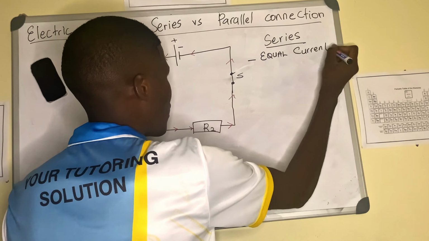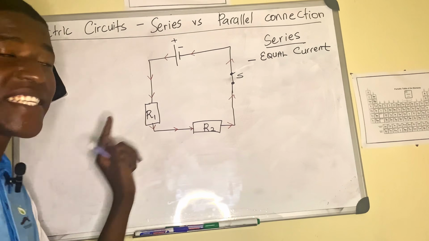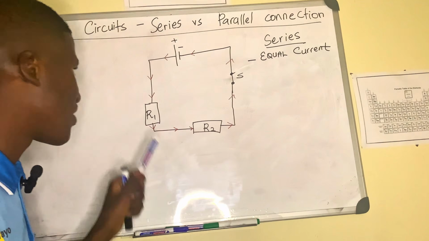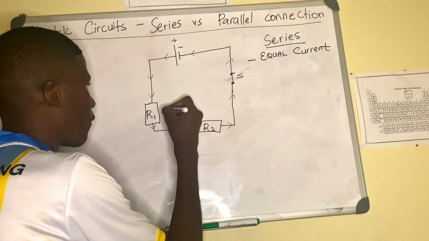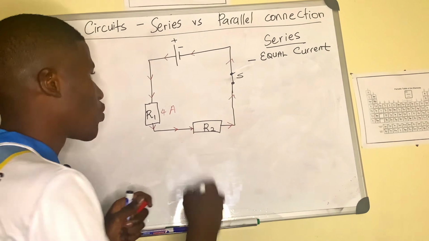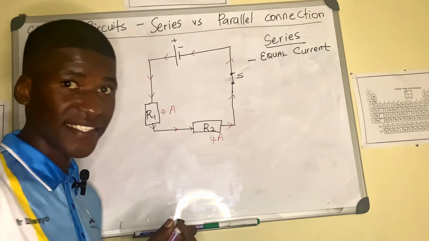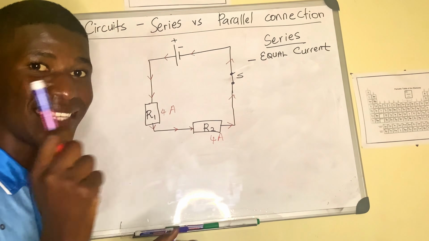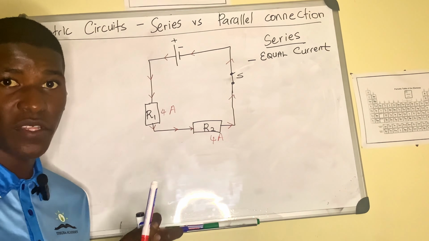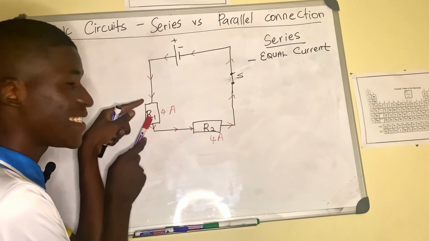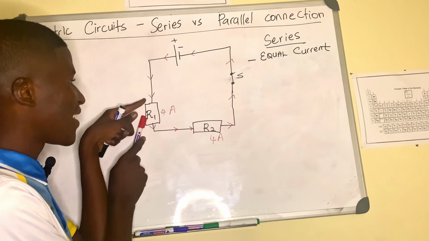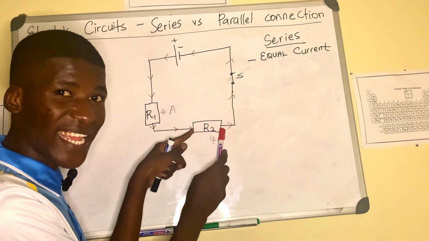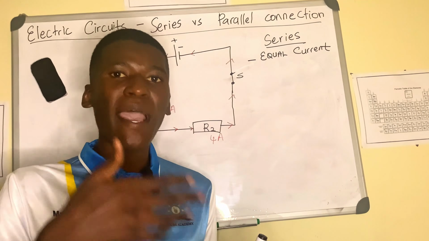All right. So it means that the current that we find here through resistor R1 is the same current through resistor R2. If we were to say that a resistor R1 has a current of 4 amperes, then resistor R2 also would have a current of 4 amperes. So they've got equal current. Why is that? You can see that using these red arrows, the current that is entering through resistor R1 is the same current that will come out of resistor R1 and go straight to resistor R2. It is the same current, the same amount of current.